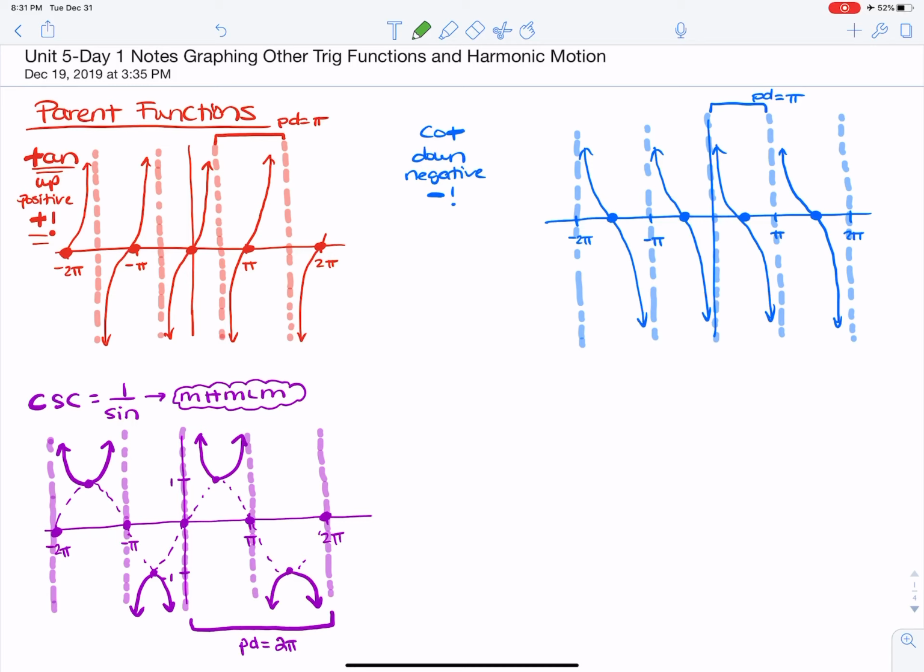And our last one is secant, and that is the inverse of cosine, which is high, midline, low, midline, high.